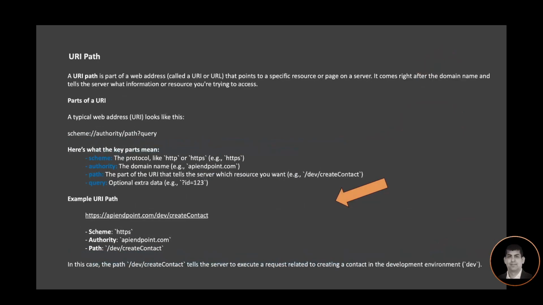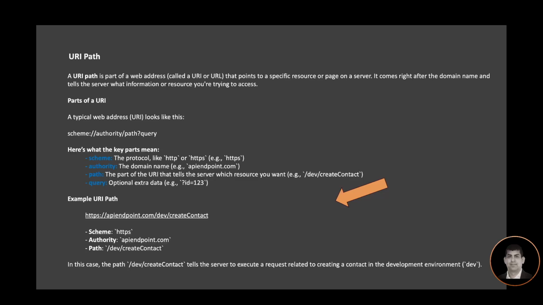Let's also look at the URI path, just so we're clear on what exactly URI means. The URI path is a part of a web address called a URI or URL that points to a specific resource or page on a server. So it comes right after the domain name and tells the server what information or resources you are trying to access. Typically, there are 4 parts of the URI. So it looks like a scheme, authority, path, query.